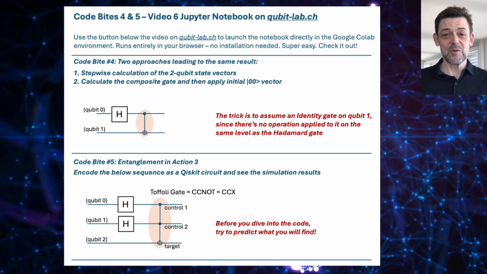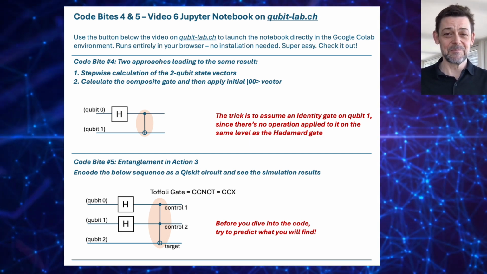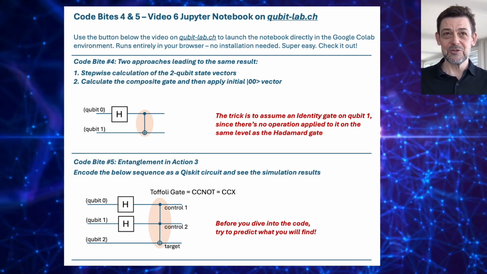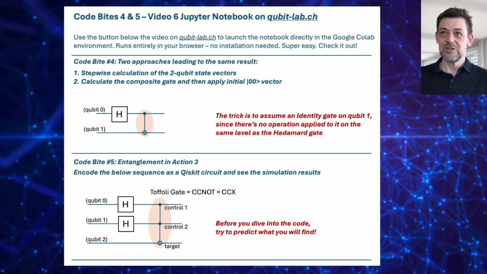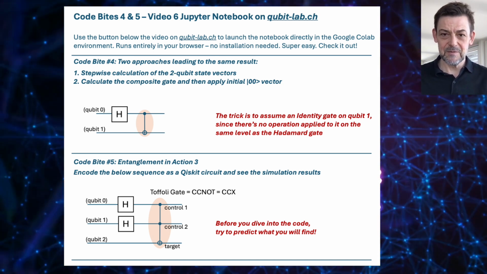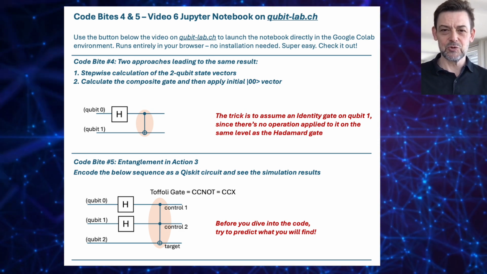In CodeByte4, we will calculate the setup we just examined. In CodeByte5, you will encode a 3-qubit system with a Toffoli gate. Before you look at the Qiskit code in the notebook and execute it, think about it. What might be the result and why? The code will deliver the answer.